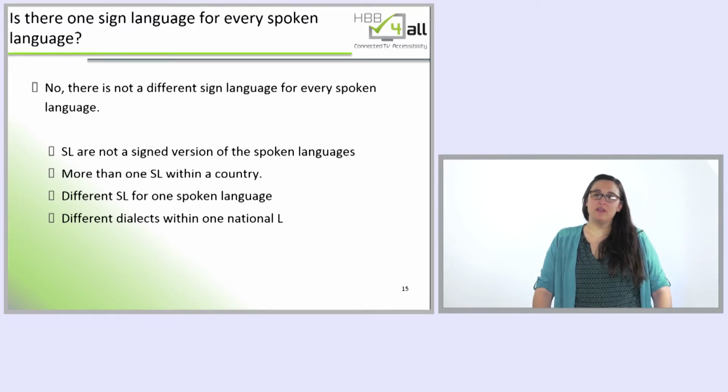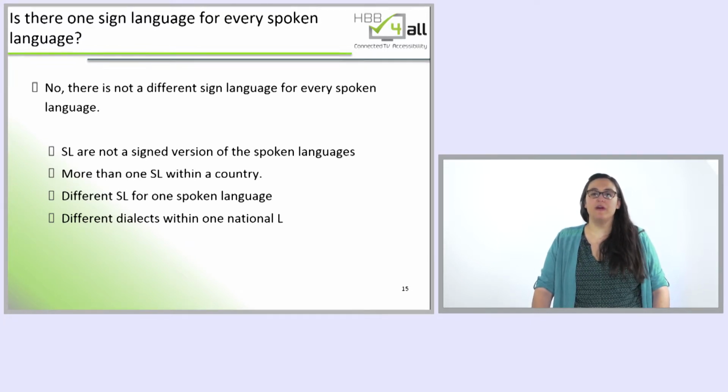So, if there's not one unique, standard, universal sign language, is there one sign language for every spoken language? Of course, I just mentioned earlier that there have been described 138 different sign languages, and for spoken languages, the number is much, much bigger, around 5,000 spoken languages around the world. So the answer is no, there is not a different sign language for every spoken language. But the main reason that the number of sign languages and spoken languages is so different is that sign languages are not a sign version of spoken languages.